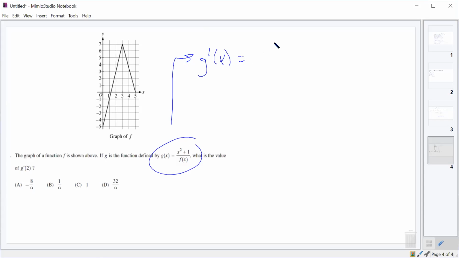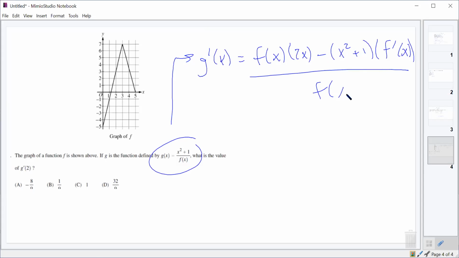g prime ought to be the denominator times the derivative of the numerator, minus the numerator times the derivative of the denominator, over the denominator squared. Everybody good with that? I think those were all ninths down there. I think I cut that off accidentally.